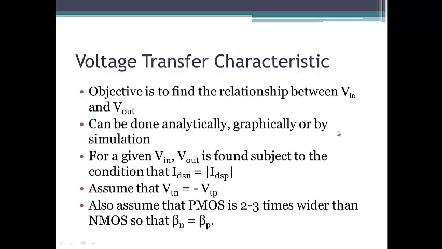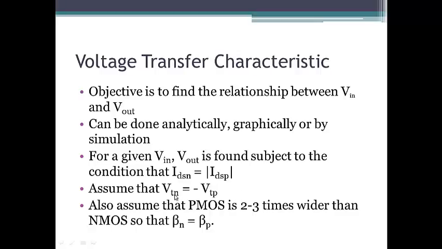By simulation you have already done it in the lab. Doing it analytically takes a little work. Graphically is a little easier to understand, and we can easily do the graphical derivation of the voltage transfer characteristics. So now we will derive the voltage transfer characteristics graphically. For a given Vin, Vout is found subject to the condition in this voltage transfer characteristics. Our only condition is IDSN is equal to the magnitude of IDSP. So we will find Vout with the condition that IDSN is equal to IDSP.